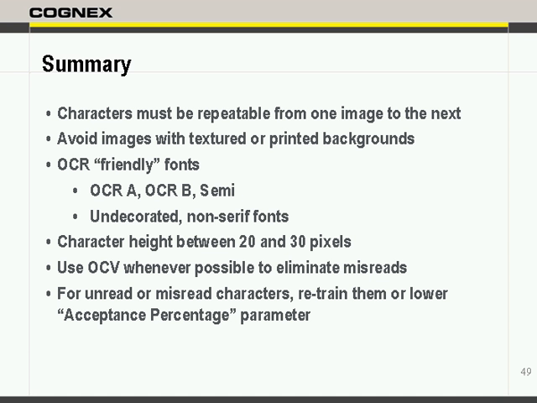You'll get best results when characters are repeatable, and you're going to do that by being able to control the way these parts are being presented to the camera. If you can, as much as possible, we recommend that you use what we call OCR-friendly fonts or machine vision fonts, like OCR-A, which is the one we were using, OCR-B, and semi-fonts, because they are specifically designed to allow characters like the O and the 0 to look as different from one another as possible. Beyond that, you're going to want to make sure your characters are at least 20 and 30 pixels in terms of height and width.